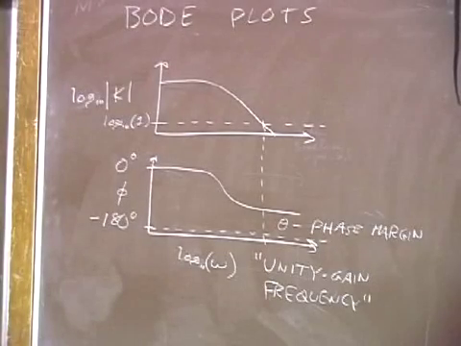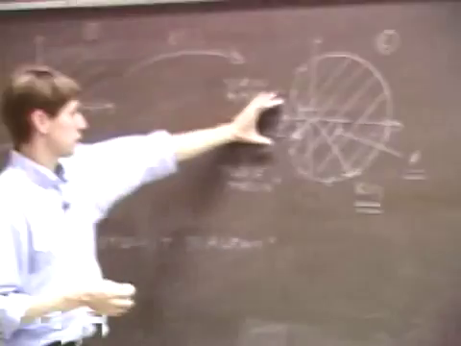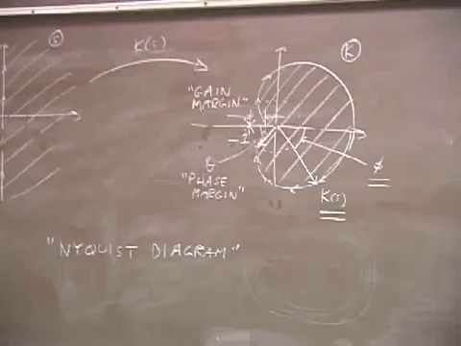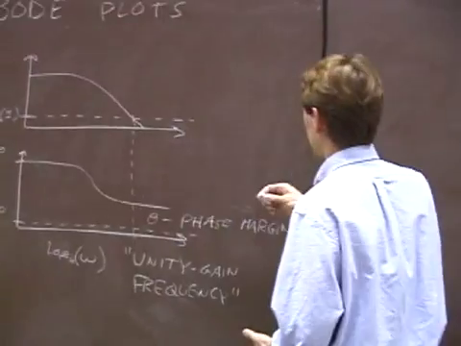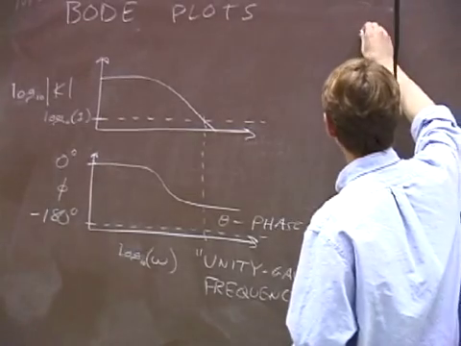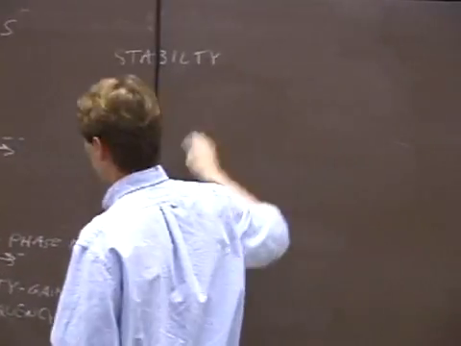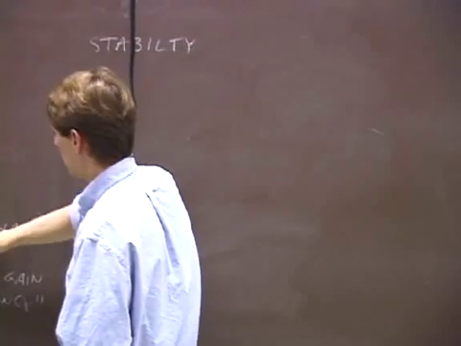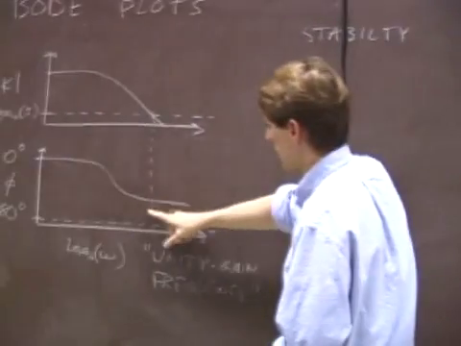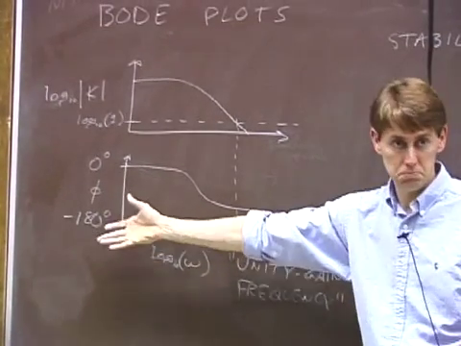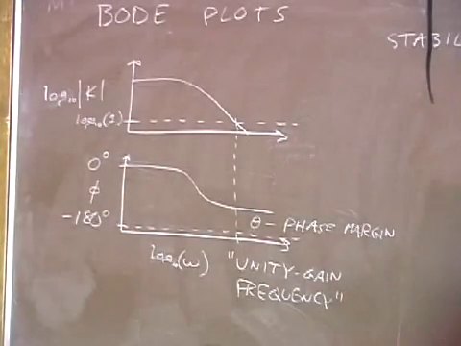And the condition for stability, which we said graphically over here, was that this region would not enclose minus 1, the forbidden point. We can translate over and say exactly the same thing by saying that at the unity gain frequency, the phase margin, or that is the phase, cannot dip below minus 180 degrees. It's just a different way of saying the same thing.